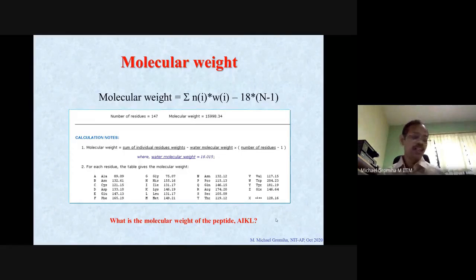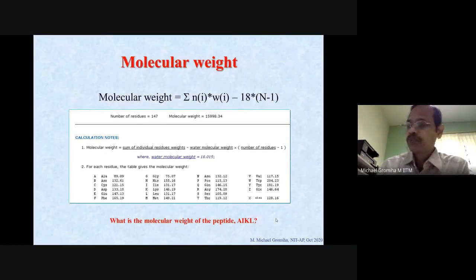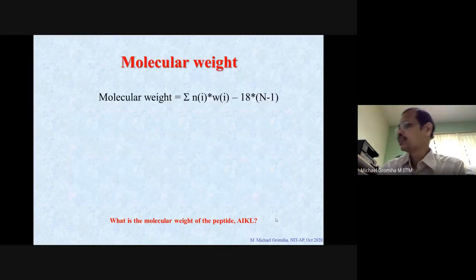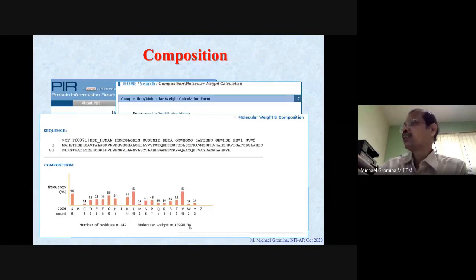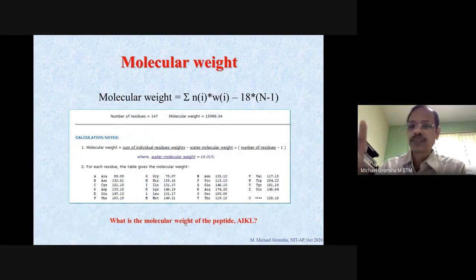This is the answer for this peptide. So for any peptide you give, they can calculate the molecular weight of each residue and subtract 18. So for this sequence, here is the data. Here is the molecular weight, 15998. That is a full sequence because they calculate for each residue minus 18 into 146. So if I give any peptide, you can easily calculate the molecular weight, right?